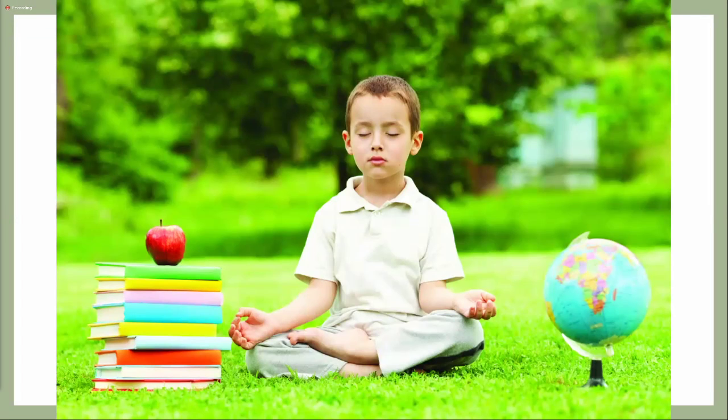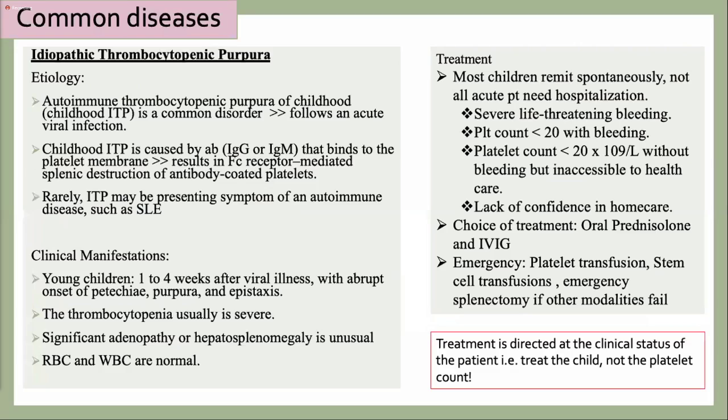Okay, take a deep breath. And okay, lastly, I'm going to talk about the common cases. All right. For the common cases, I chose ITP and hemophilia because I met these patients during my previous pediatric posting in year 3.